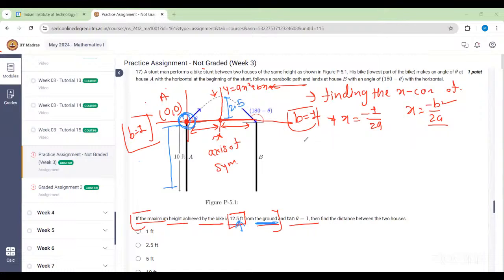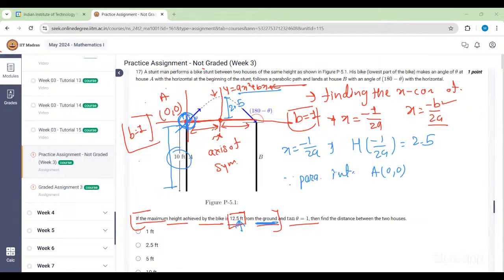So that means if you substitute x equal to minus 1 by 2a, the height at x equal to minus 1 by 2a is 2.5, because we are leaving this 10 feet distance. So now what we do is substitute this value in our given expression. And also, since we are considering that our parabola is intersecting at origin A, the parabola is intersecting at A, we can say that the y-intercept is 0. That means c is equal to 0. Is that okay? Why is c equal to 0?